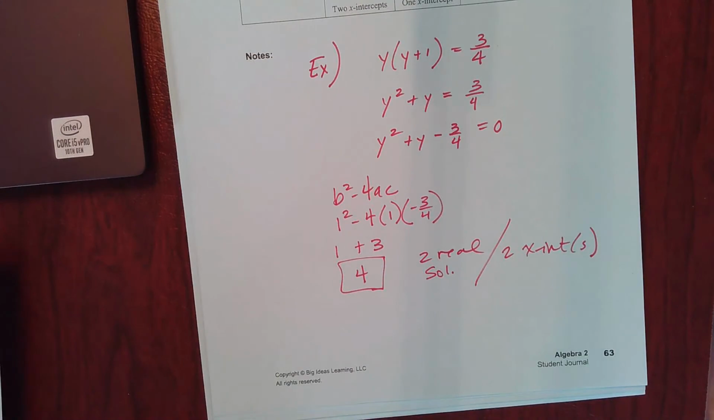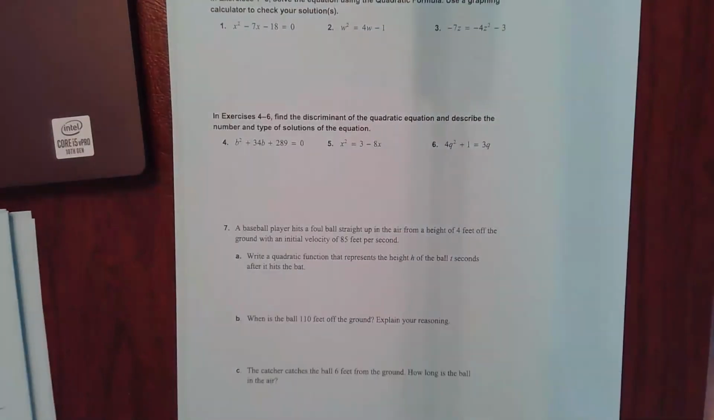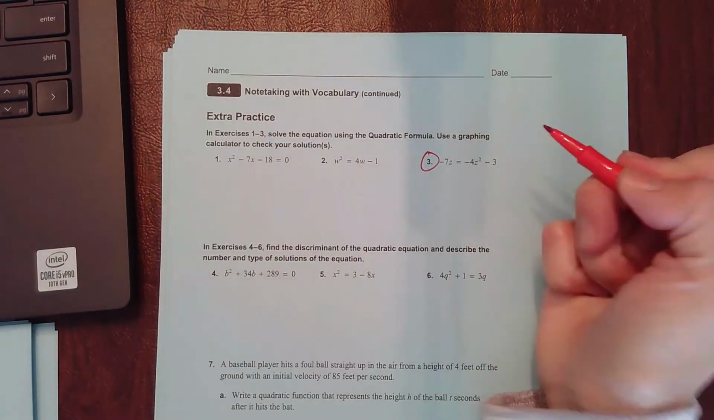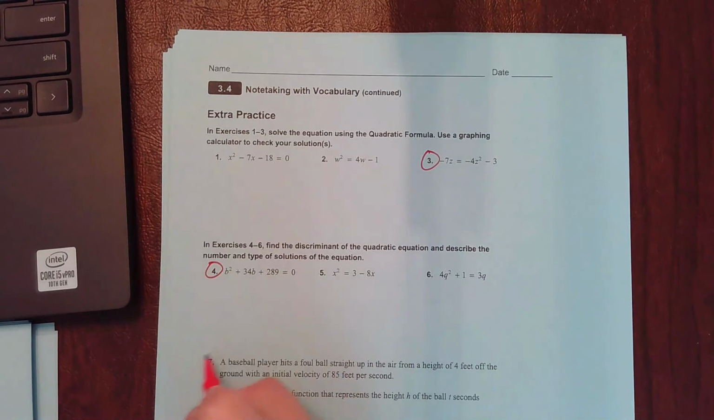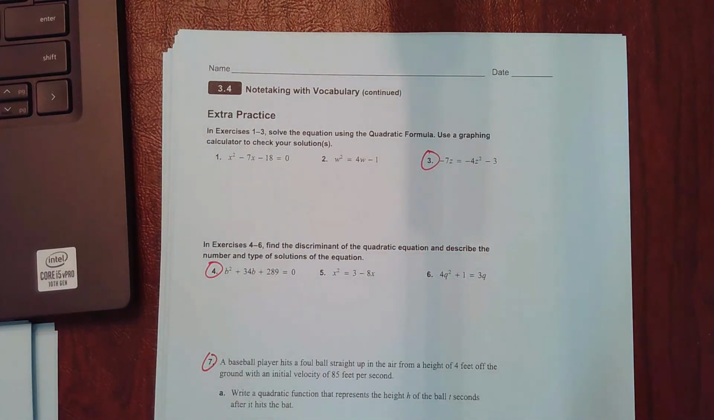All right, let's do some more. I'm not going to do everything on this next page. We're on page 64, but I want to do a few of them, and then you guys can do the rest. So I'm going to do number 3, 4, and then I'll do the big one, number 7. Number 3 says, solve the equation, use the quadratic formula, use a graphing calculator to check your answers.